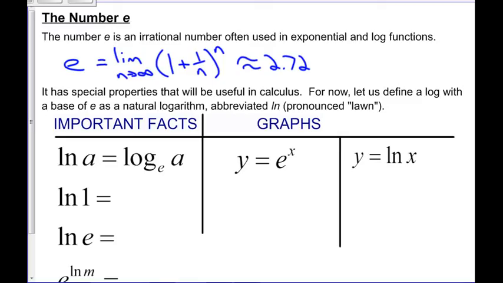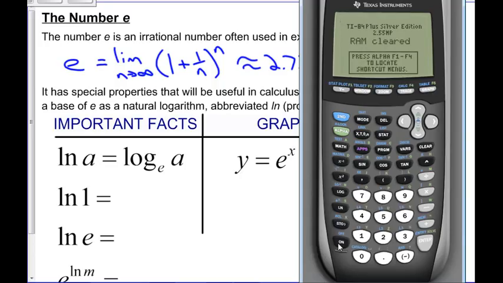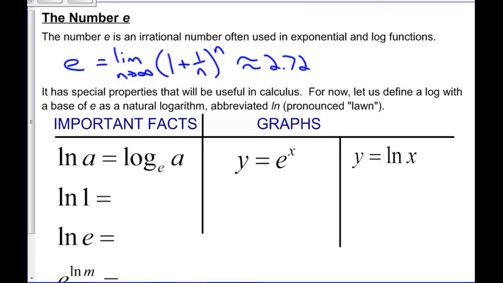It has special properties that will be useful in calculus. For now, we're just sort of getting acquainted with it, and we're saying that if you were to look at your calculator, it has a log button right here. Okay, log. There's also another one. On mine, it's just below that and says ln. And ln means a log with a base of e. It's the other common base for exponentials and for logarithms. So up here we say, for now, let us define a log with a base of e as a natural logarithm. It's abbreviated ln and pronounced "ln."